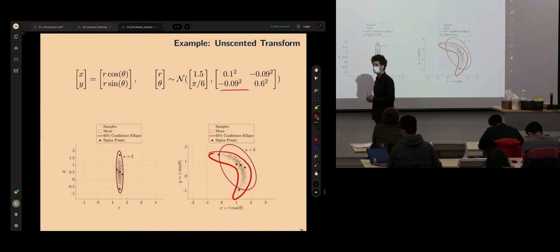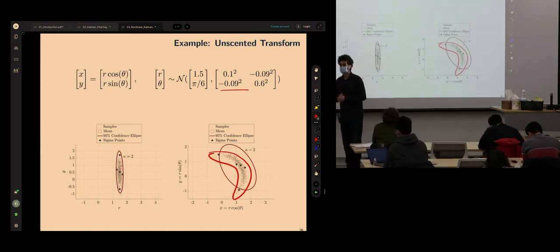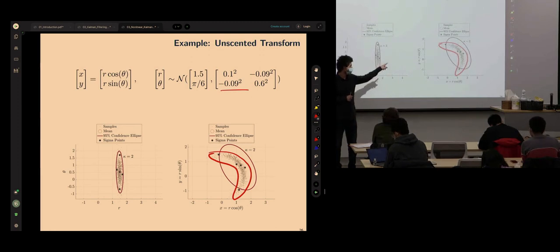Yeah? And then you said that the small red circle point is the mean of the left side plot sent through the unscented transform. Yeah, the red circle in the middle is the mean that you get out of the unscented transform, which is the weighted average of all these black dots, sigma points. Okay.